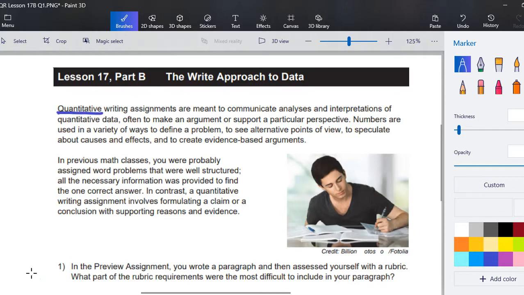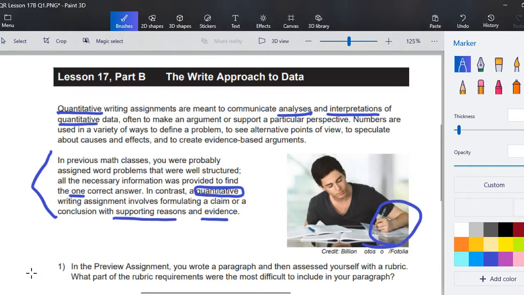Quantitative writing assignments are meant to communicate analyses and interpretations of quantitative data, often to make an argument or support a particular perspective. Numbers are used in a variety of ways to define a problem, to see alternative points of view, to speculate about causes and effects, and to create evidence-based arguments. In previous math classes, you were probably assigned word problems that were really well structured. All the necessary information was provided to find that one correct answer. In contrast, a quantitative writing assignment involves formulating a claim or a conclusion with supporting reasons and evidence.